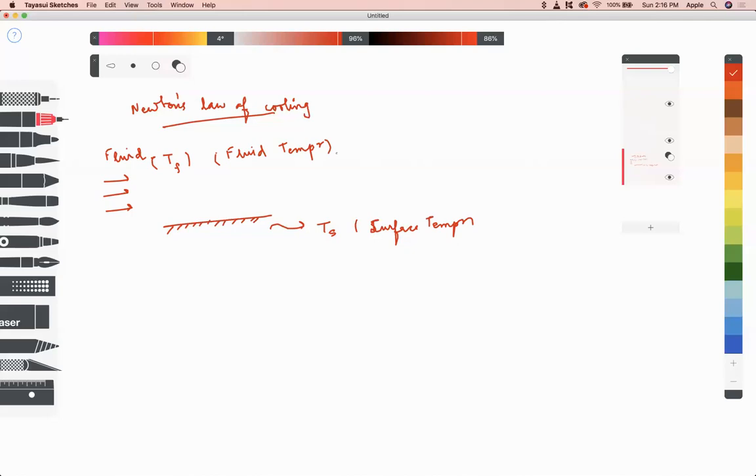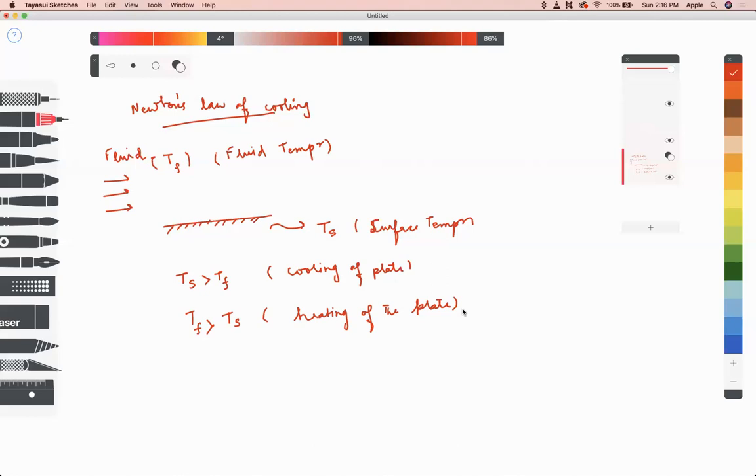Now there are two scenarios which can happen. If Ts is greater than Tf, then this will be cooling of the body. And if Tf is greater than Ts, then this will be heating of the body.